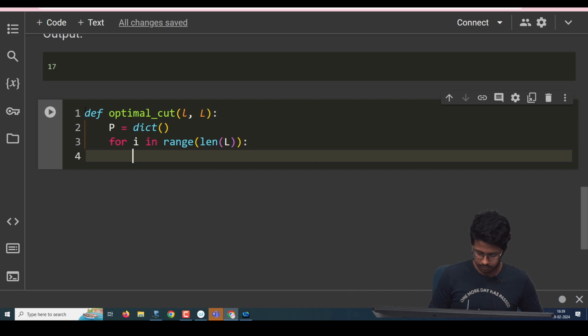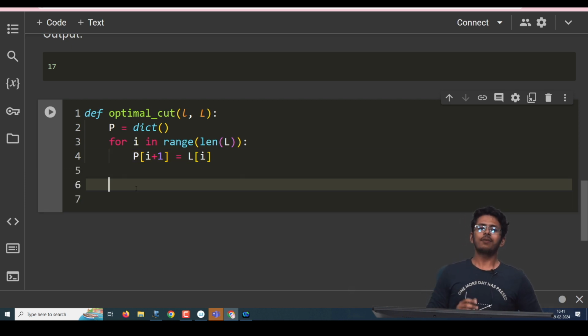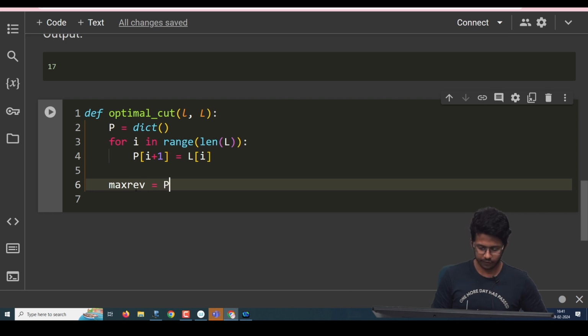So what we'll do is P of I plus 1 will be equal to L of I. So we saw that I ranges from 0 up till L minus 1, but our rod lengths are from I plus 1 up till L, right? So there is no rod of length 0 meters. We'll just start with 1 meter and the 0th element in L corresponds to the rod of length 1 meter. So we'll make P of I plus 1 equal to L of I. So we'll first arbitrarily assume that the maximum revenue is obtained when we sell the rod in the entire length L. So we'll give max_rev equals P of L.